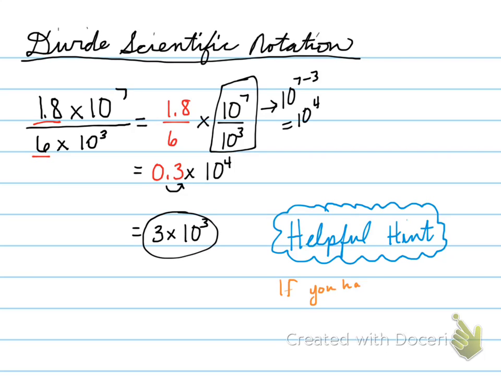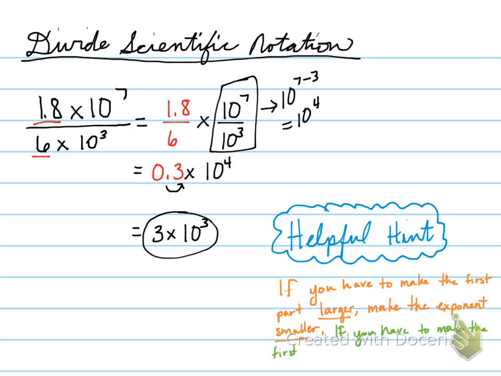Here's a helpful hint for if you have to change it to scientific notation, and it's already got a power of 10. If you have to make the first part larger, then you have to make the exponent smaller. But if you have to make the first part smaller, then you need to make the exponent larger.